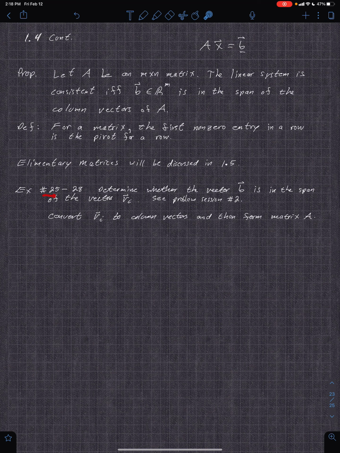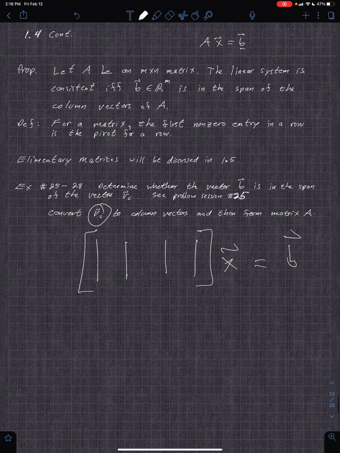Then numbers 25 through 28. Determine whether the vector is in the span of these vectors. So is B in the span of those different vectors? And so we did problem number 25 in problem sessions, at least the row reduction. So what you do is you basically convert all of the vectors to column vectors, form the system like that, and then you do your typical row reduction.